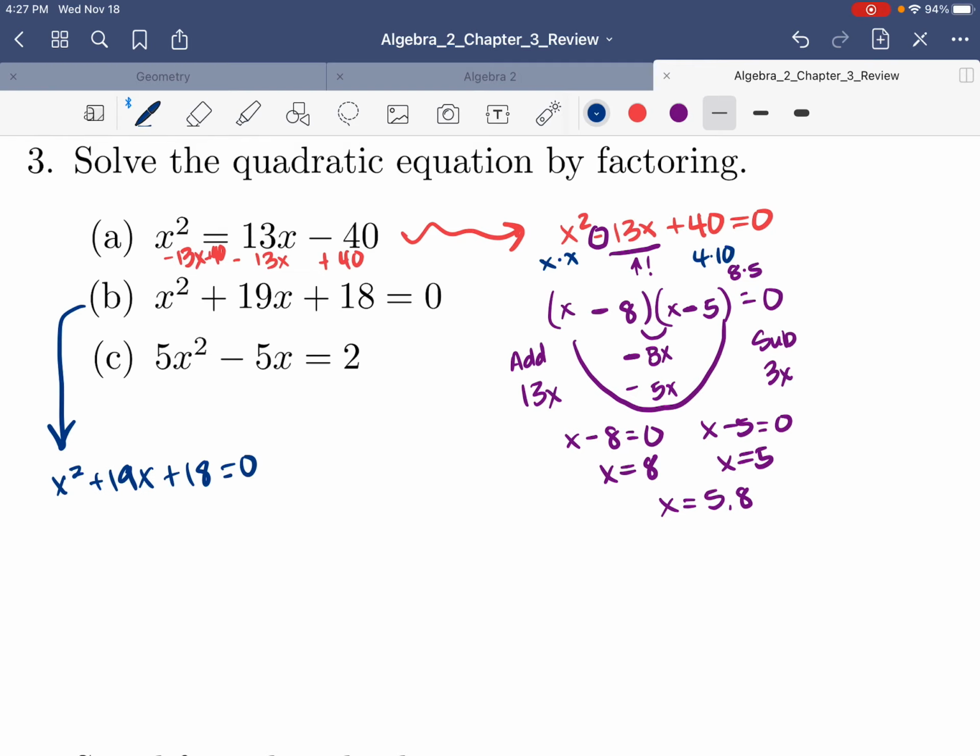You can run through all the factors, right? So x times x. I'm going to go ahead and write them all out. We got 18 times 1. That's the one that works. We have 9 times 2. That one doesn't work. And we have 6 times 3, okay, which also doesn't work.